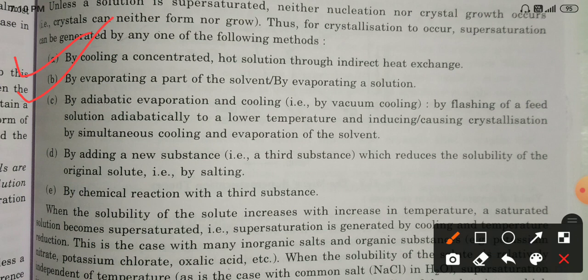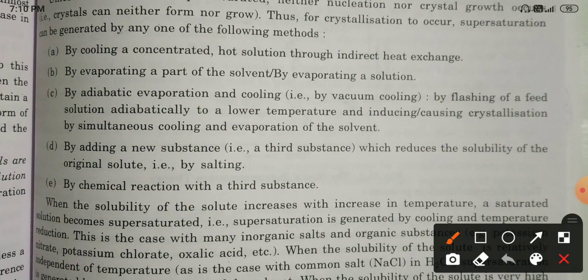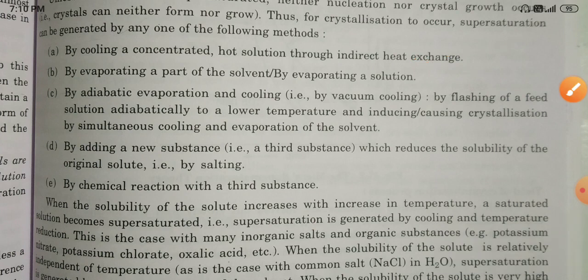Simply, supersaturation can be generated by any one of the following methods. The first one is by cooling a concentrated hot solution through an indirect heat exchanger, and the second one is by evaporating a part of the solvent.